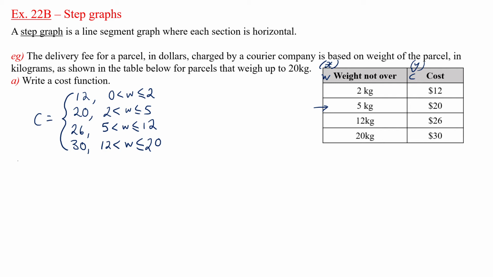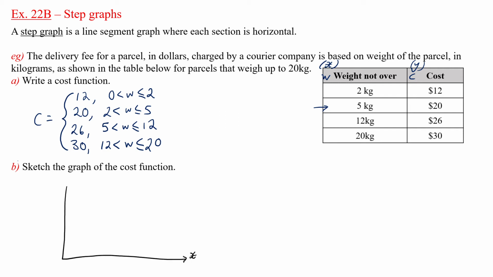It's a hybrid function, and we write it in a similar way to our piecewise linear functions. All right, now we're going to try and sketch the graph. Now, again, I am doing this on my computer, so please bear with me. We've already decided that our independent variable or our explanatory variable is going to be weight, and I need to go as high as 20 kilograms.